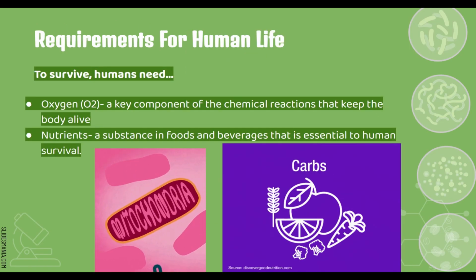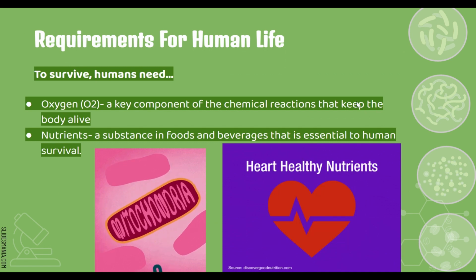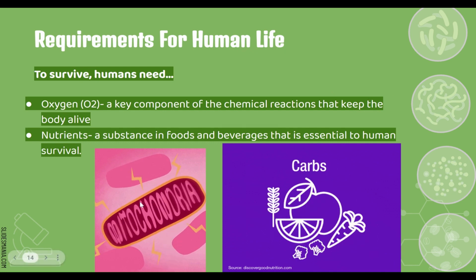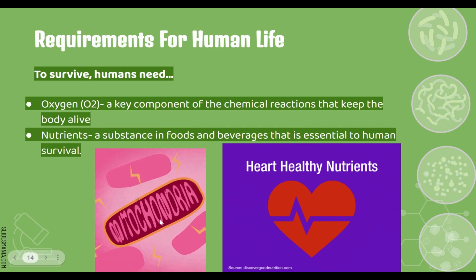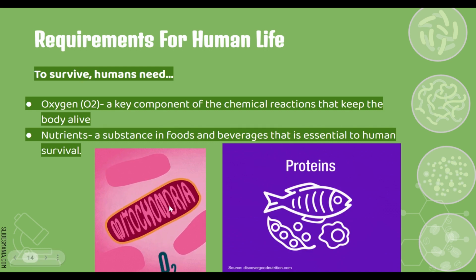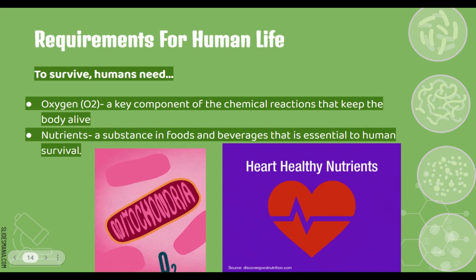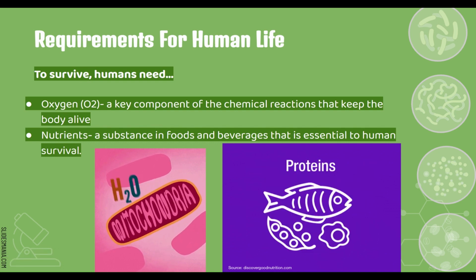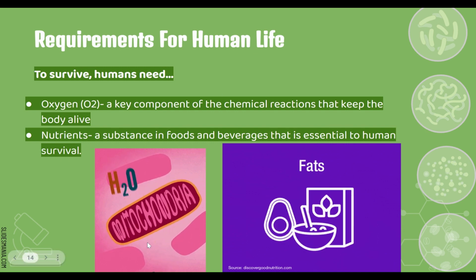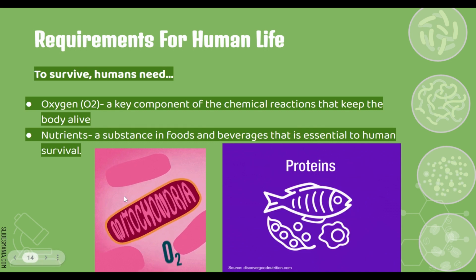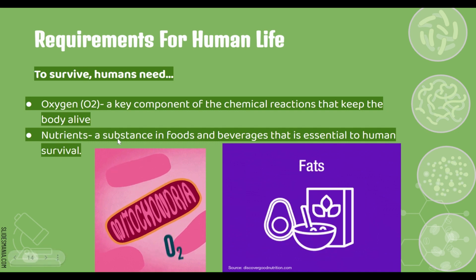So, to survive, humans also need oxygen. Oxygen is a key component of the chemical reactions that keep the body alive, right? So, here you see what's called the mitochondria. When you breathe in oxygen, you're basically using it right here. The mitochondria is using it. And the mitochondria is what they call the powerhouse of the cell, which means it's where cells get their energy to do things, right? So, you need that oxygen to come in, you breathe it in, it goes through your body and it's using your mitochondria, right? So nutrients right here, you see you have proteins, carbs, fats, nutrients.